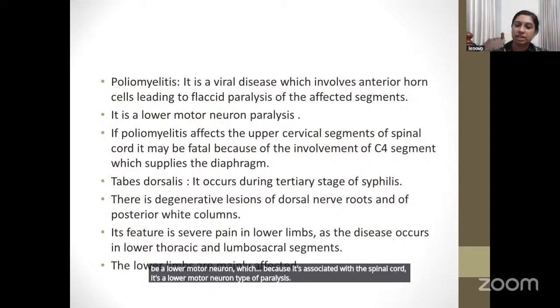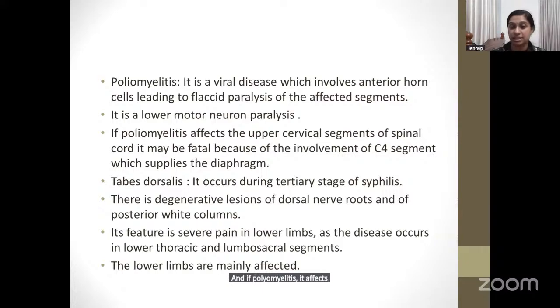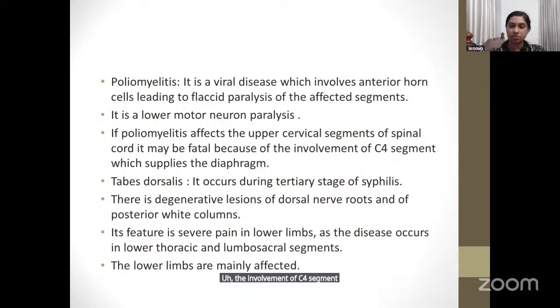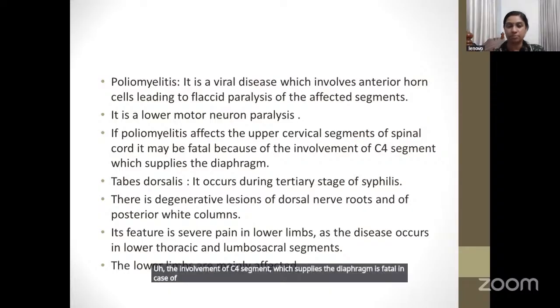And if poliomyelitis affects the upper cervical segments of the spinal cord, it is fatal because it affects the diaphragm, which is involved in respiration. So, the involvement of the C4 segment, which supplies the diaphragm, is fatal in case of poliomyelitis.